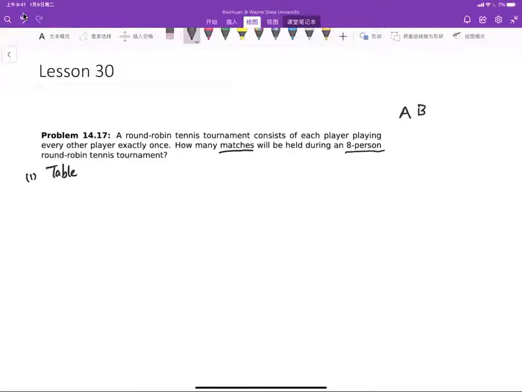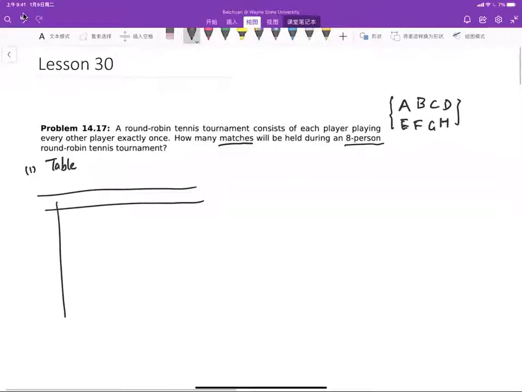Players are A, B, C, D, E, F, G, H. Right. So suppose that these are their names. And how to make the table? So names. There are 8 people, and there are the same people.